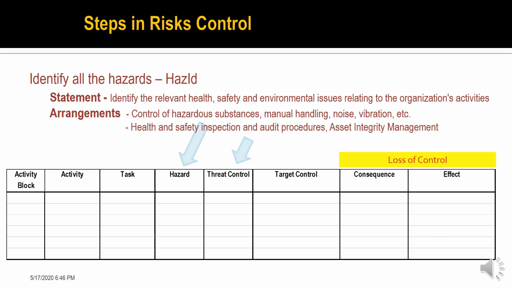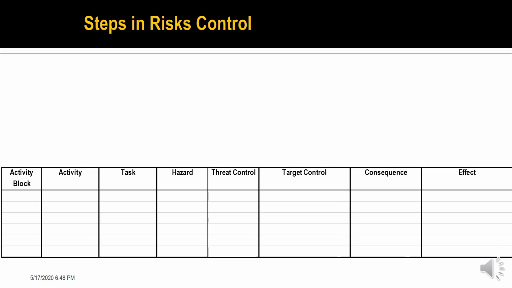Then you can see here, towards the right hand side, loss of control. There's a thing called target control, then the consequence and the effect. The target is the one who's getting exposed to the hazard. Consequence: once the hazard comes onto the target, there will be consequences. Let's see how it is going to take place. So the target control is, here we are talking about people, procedures and work instructions. That is how we are controlling the target.